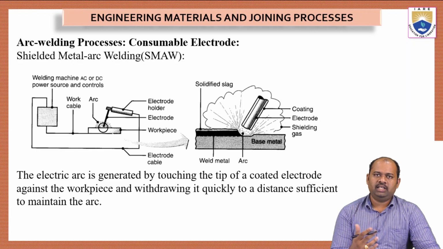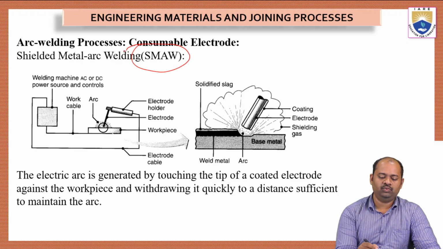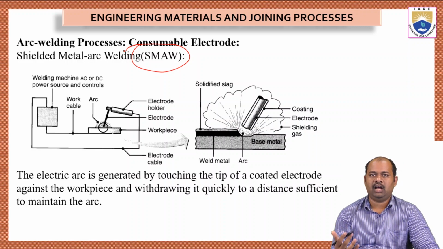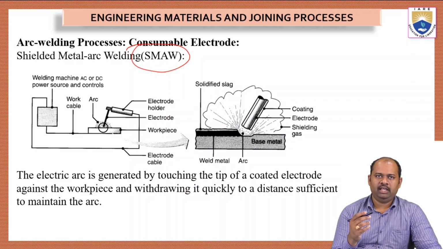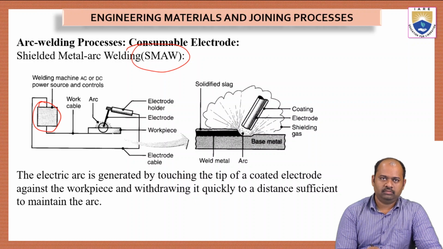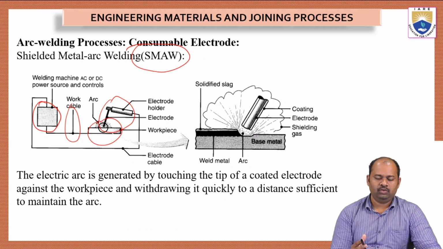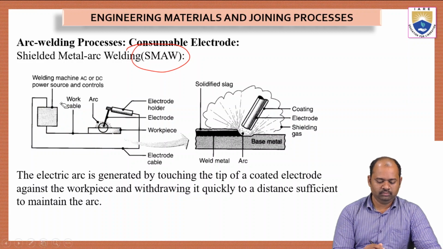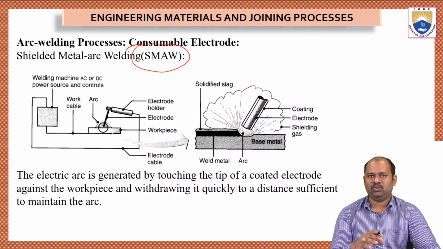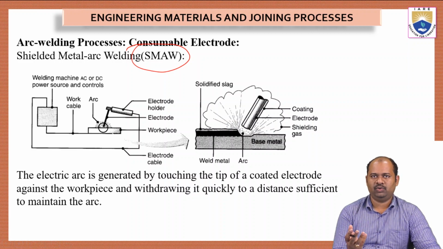Then we have the next technique, that is the arc welding process which is of the consumable electrode type. In this we are going to study SMAW, that is shielded metal arc welding. In shielded metal arc welding, we need a power source, some working cables, and then we have the electrode, and generally the workpiece will be there. One pole of the transformer or power source is connected to the workpiece, and the second one is connected to the electrode.